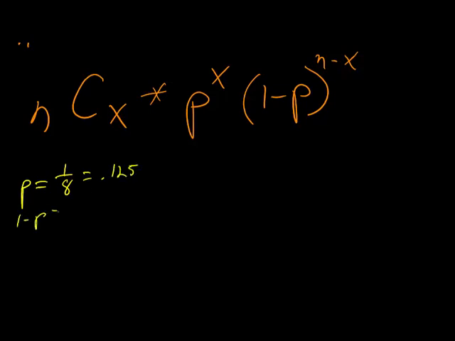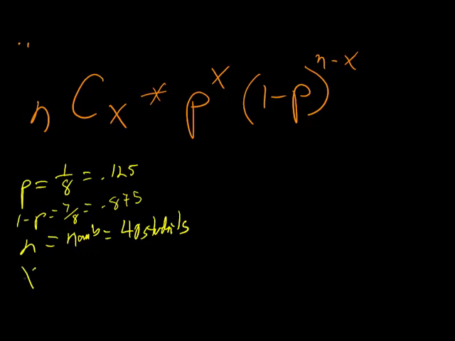1 minus P is equal to 7/8 in our scenario. It's the probability that the person who's going to walk in is not wearing a hat, and that's going to be 0.875, right? N is the total number of possible outcomes, right? Total number. And in this case, we said we had 40 students. So let's just say 40 students are going to walk in through the door.